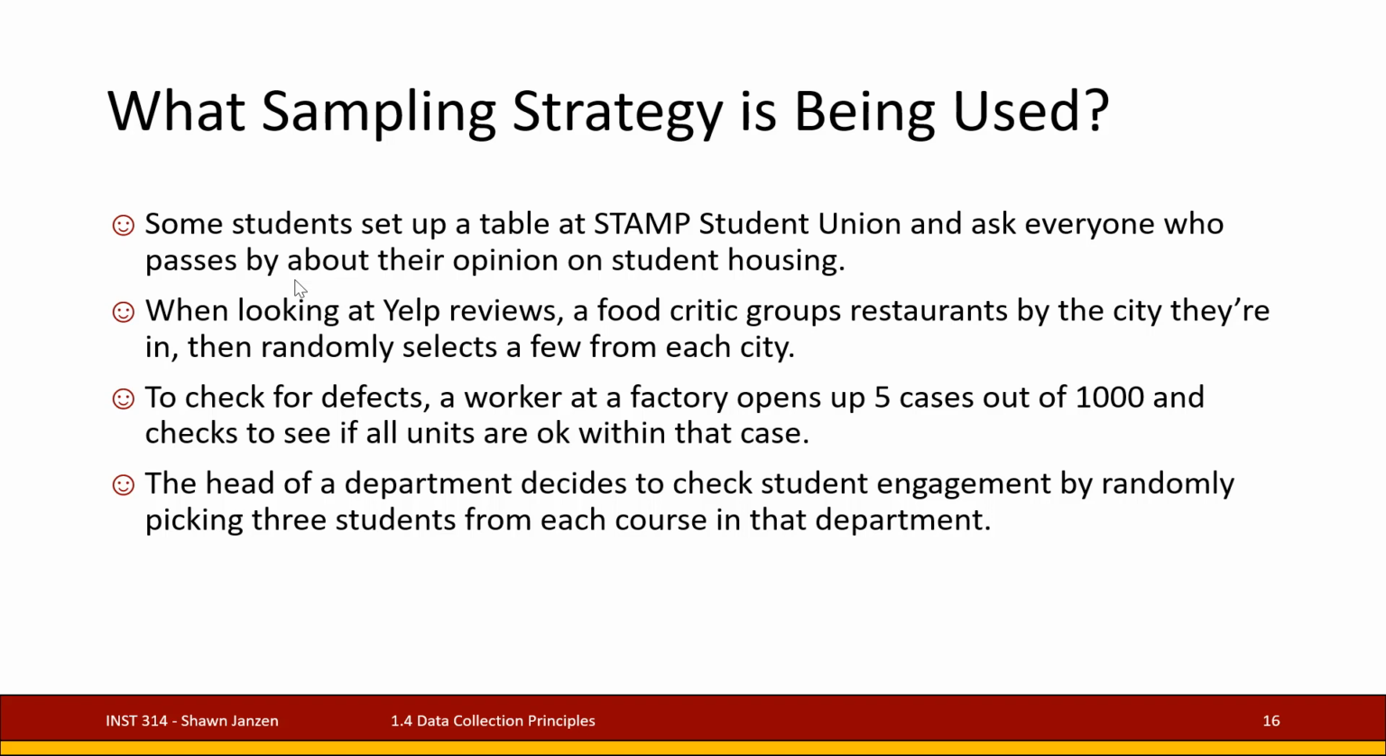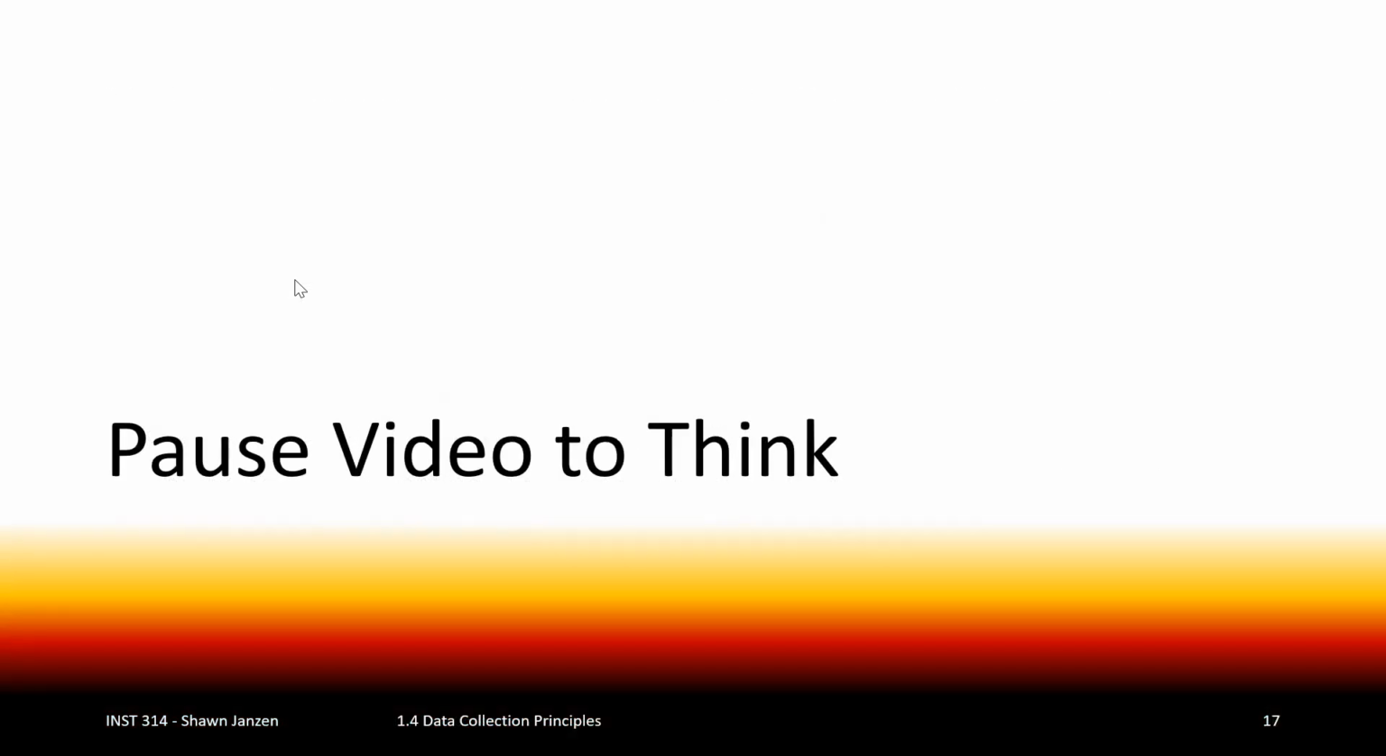Third, to check for defects, a worker at a factory opens up 5 cases in 1,000 and checks to see if all units are okay within that case. And lastly, the head of a department decides to check student engagement by randomly picking 3 students from each course in that department. Go ahead and pause the video now, back up a little bit if you need to look those over, and think about which sampling strategy is used in each one. Go ahead, I'll wait.